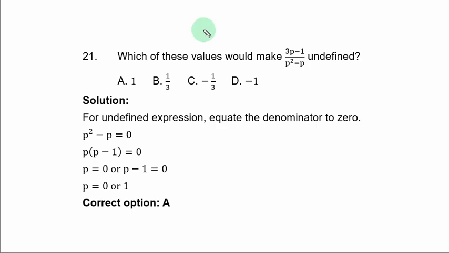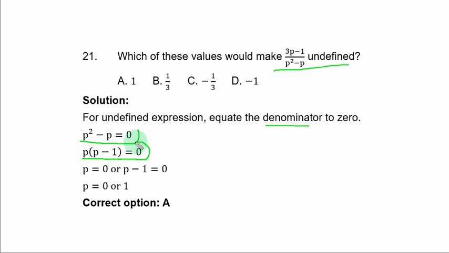Question 21. Which of these values would make 3p minus 1 over p squared minus p undefined? For an undefined expression, equate the denominator to 0. So you have p squared minus p equal to 0. If you factor out p, you have p bracket open, p minus 1 bracket close equal to 0.